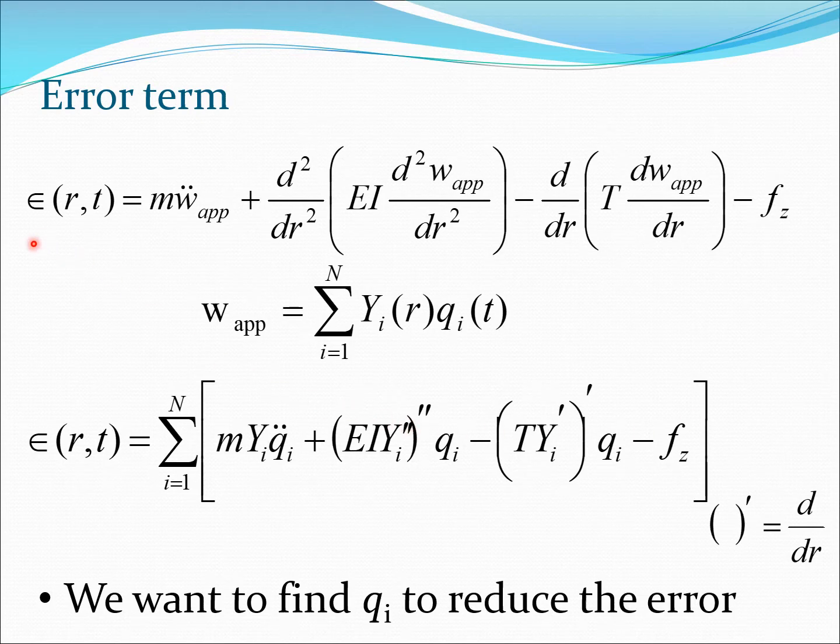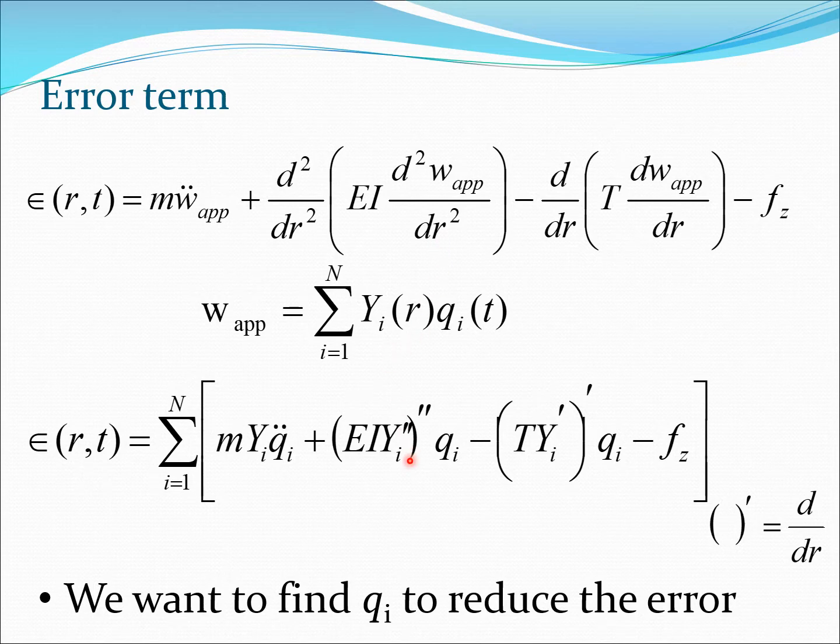So now this is the function here, and what we do next is we substitute this series solution into this equation, and if we do that we get this equation here. Now what's happened is that wherever we had derivatives with respect to time, the qi got differentiated, and wherever we had derivatives with respect to r, the yi term got differentiated.